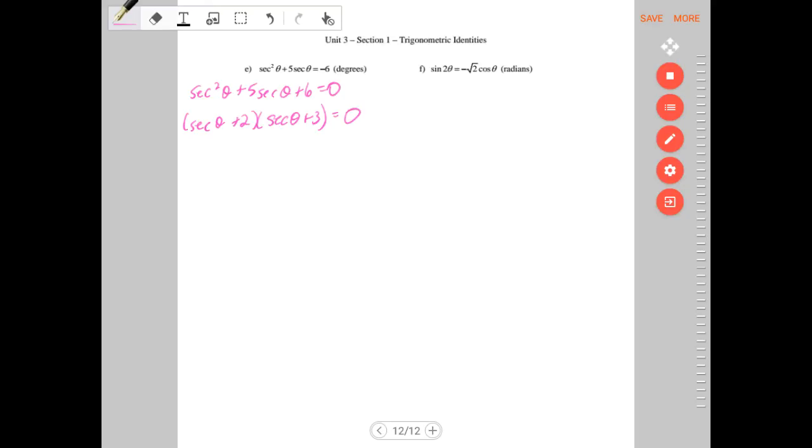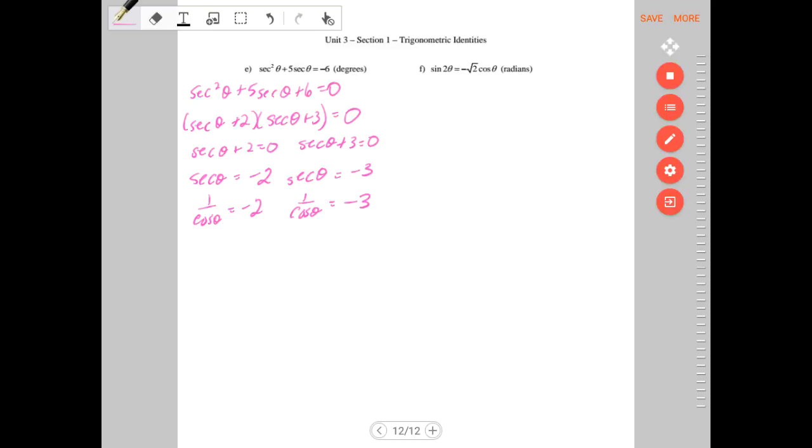All right. So we have the two cases. We have where secant theta plus 2 equals 0, and we have secant theta plus 3 equals 0. That gives us secant theta equals negative 2, and secant theta equals negative 3. Secant is the reciprocal of cos, so that gives me 1 over cos theta equals negative 2, and 1 over cos theta equals negative 3.